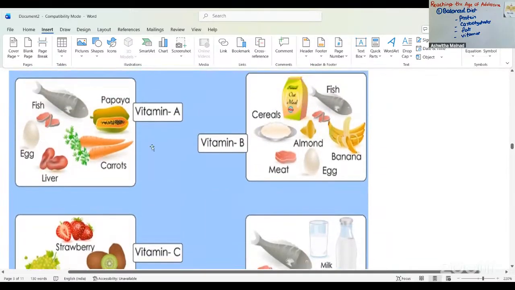And I have just made a mention of various vitamins that are present in various food products like fish, papaya, carrots, liver, egg. All this is good in vitamin A.